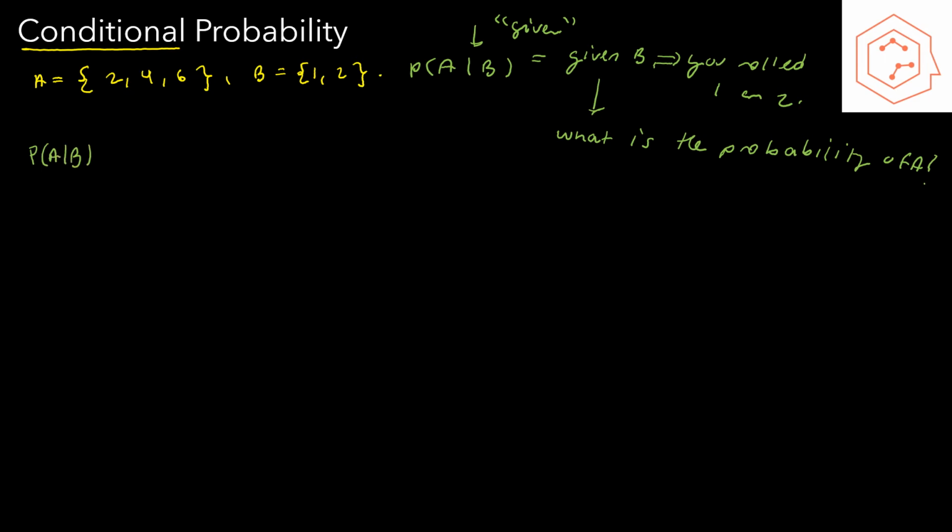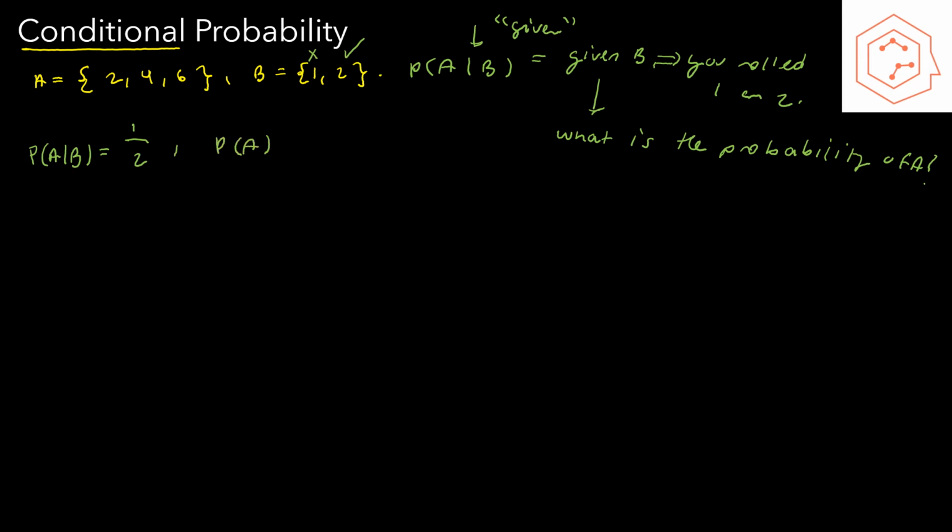So the way to solve this is that we know we rolled a 1 or a 2. In the case that we rolled a 1, then A did not occur. In the case that we rolled a 2, then A did occur. So the probability of A, given that we rolled a 1 or a 2, so given B, is 1/2. Because we can either have rolled a 1 or a 2, but only the 2 counts as a success. So it's 1/2.